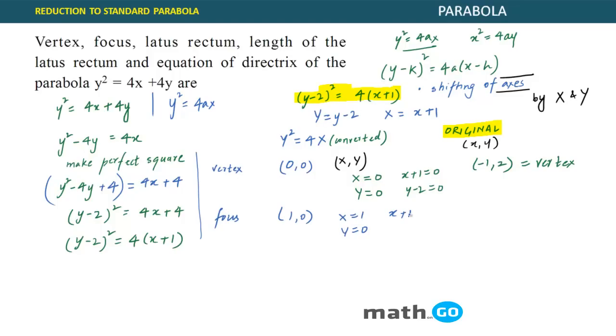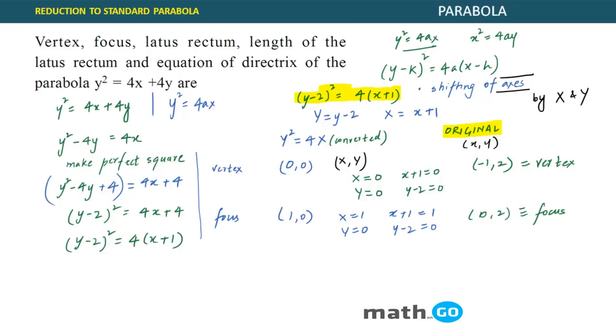Again do the same step. So put capital X as x plus 1. This should be equal to what this time? Yes, so this time it will be x plus 1 is equal to 1, and y is still 0, so y minus 2 is equal to 0. By solving this, what will you get? Absolutely, you will get 0 comma 2. This is the focus of the original question. Getting the point how I am transferring from the converted to the original one?